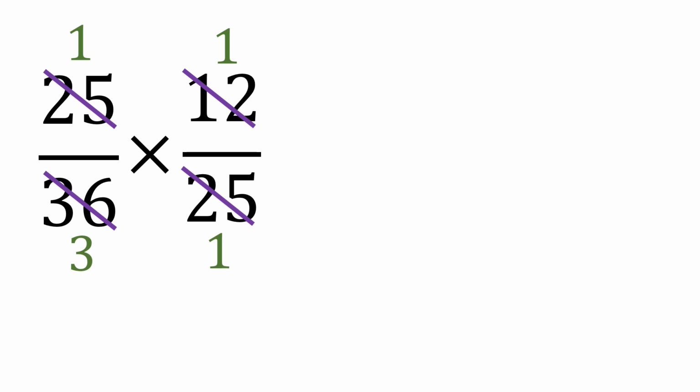So we can now proceed in multiplying numerators and the denominators. So this is equal to 1 times 1 is 1, and 3 times 1 is 3. And that's the final answer.